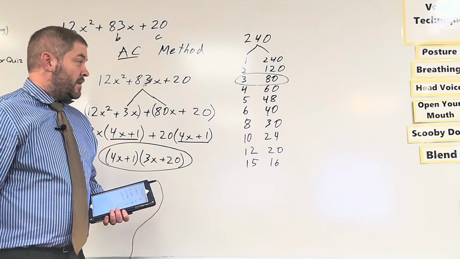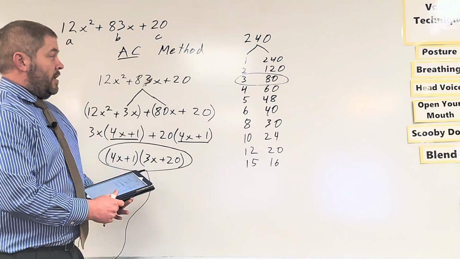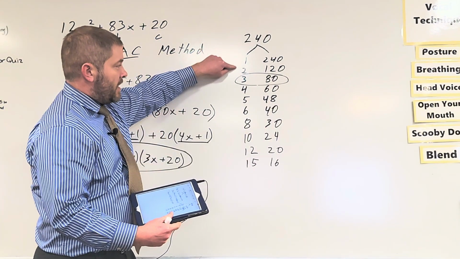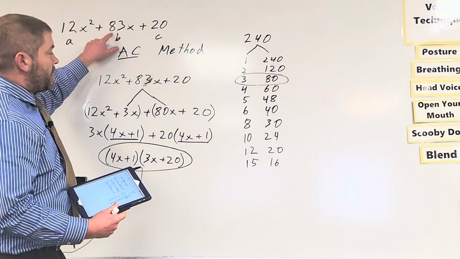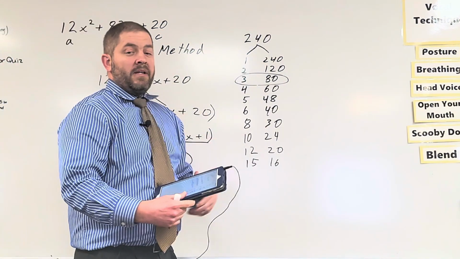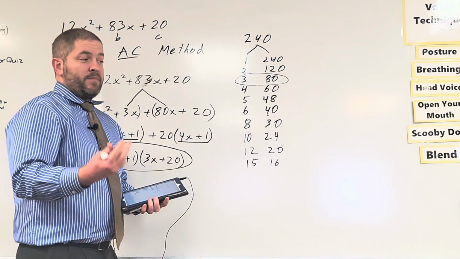So this method, again, always works. If you run into a situation where none of these will add or subtract to that middle term, what that would mean is the original quadratic is prime.